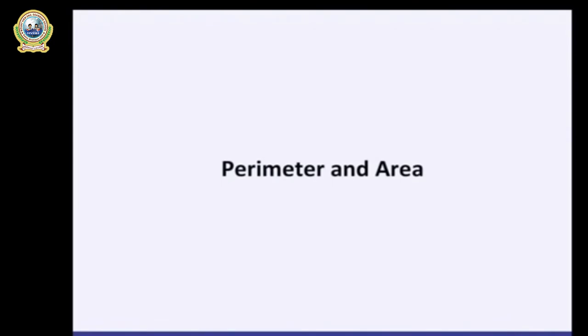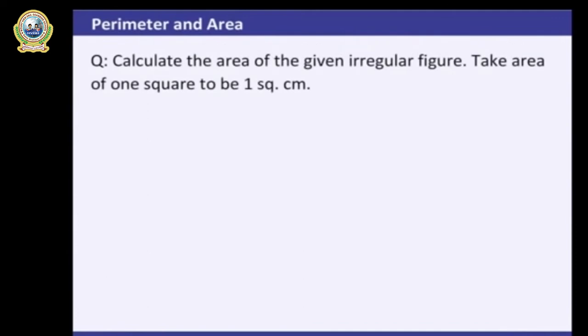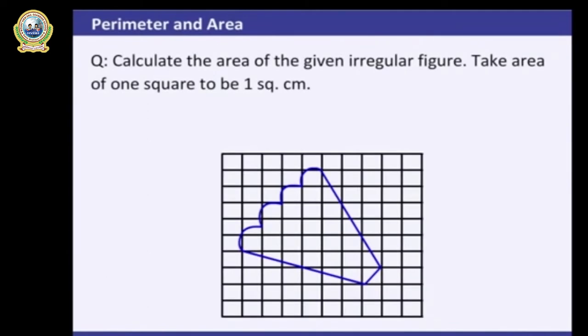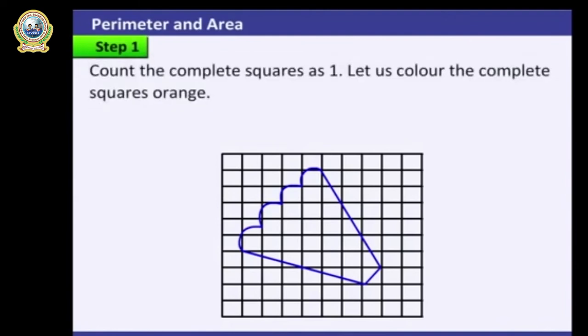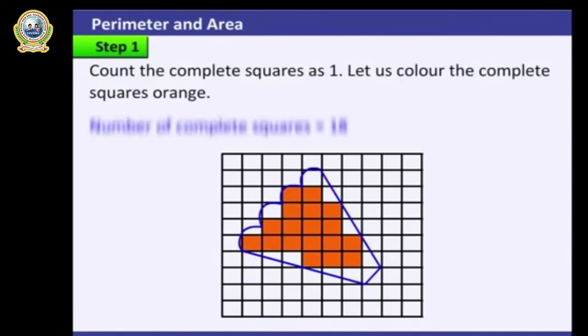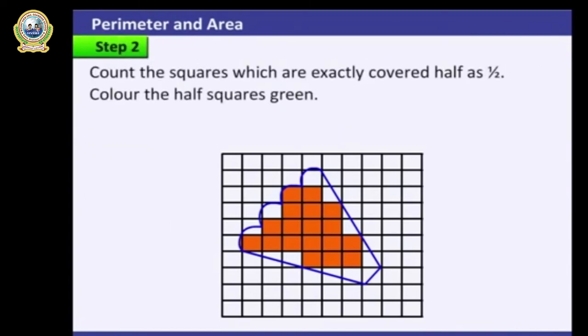In this tutorial, we will learn to calculate the approximate area of a given irregular figure using square grid paper. Calculate the area of the given irregular figure. Take the area of one square to be 1 square centimeter. Step 1. Count the complete squares as 1. Let us color the complete squares orange. Number of complete squares is equal to 18. Step 2. Count the squares which are exactly half covered as 1 by 2. Color the half squares green. Number of half-filled squares is equal to 4.